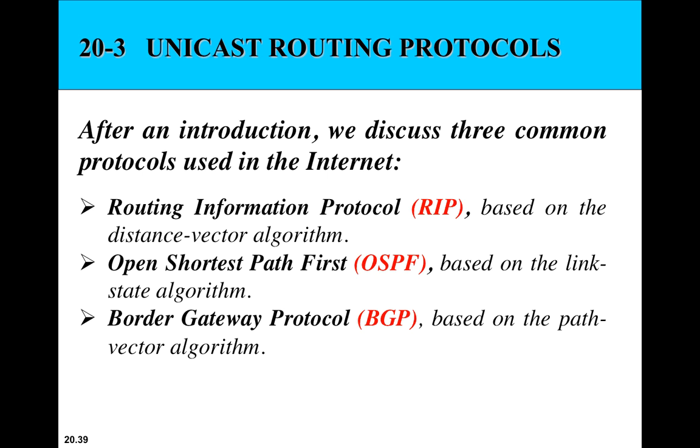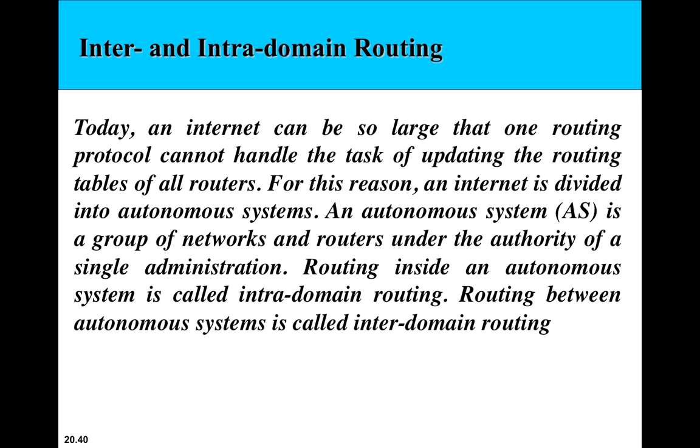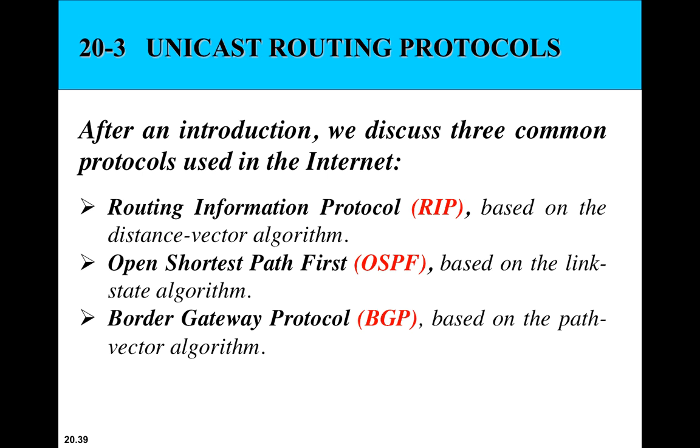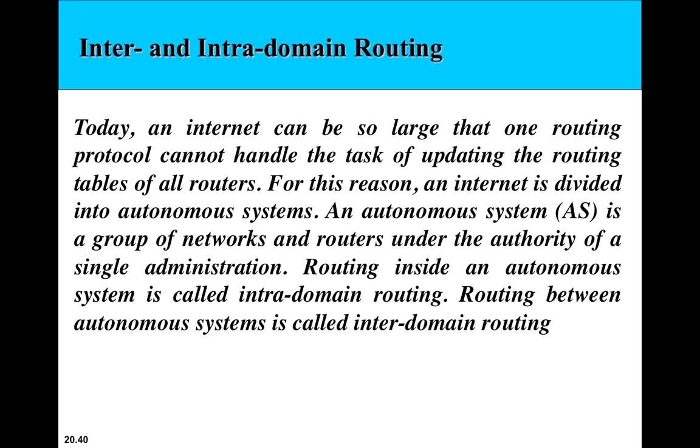So we will be looking at three. We will be looking at the Routing Information Protocol, RIP. This uses distance vector. We have Open Shortest Path First, OSPF, based on link state algorithm, and we have the Border Gateway Protocol, BGP, based on path vector. Now, before we go on to look specifically at each one of these protocols, let's look at the reason why we have these different solutions.